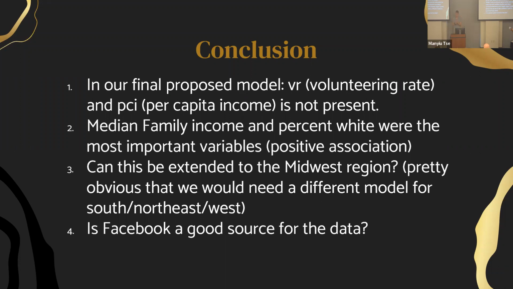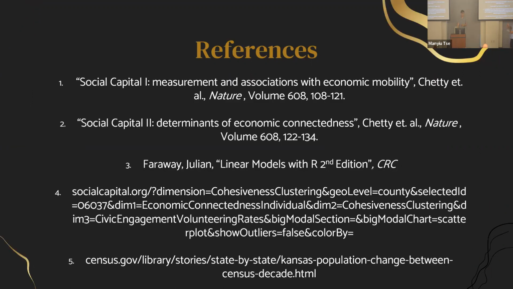But then two questions that came from this data set: is Facebook a good source for the data? Is that how we want to look at friendships, or do we want to determine that from another perspective? And then can we extend it to the Midwest region? There was a lot of blue within the Midwest region. I thought it was decently clear that the Midwest was pretty distinct from other regions in the United States. But can it be extended to the Midwest region? So yeah, I think that's the presentation. And here are references.